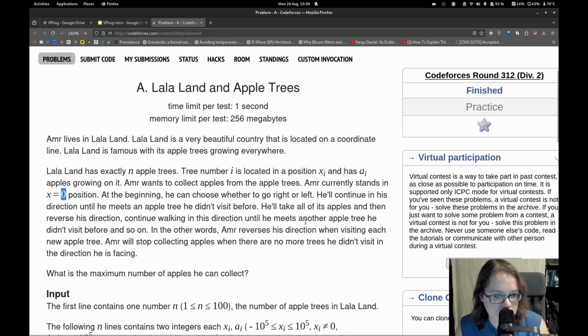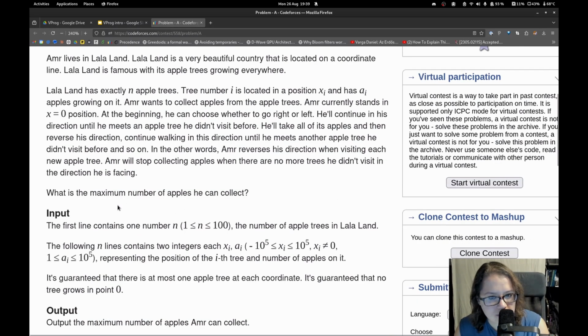And this process stops when he no longer encounters any apple trees in that direction that still have apples on them. What is the maximum number of apples he can collect? Then we have another section about the input format.